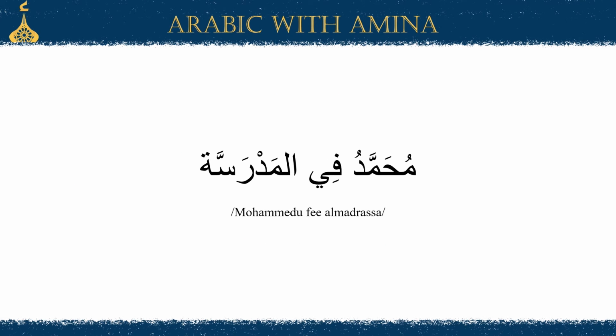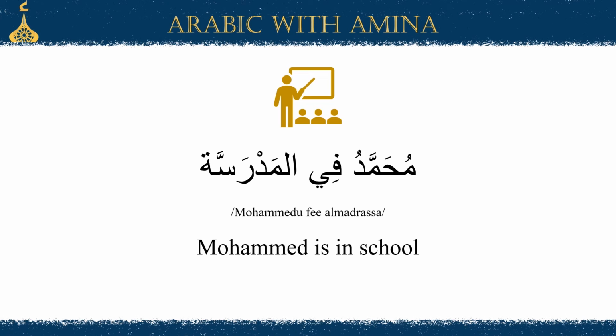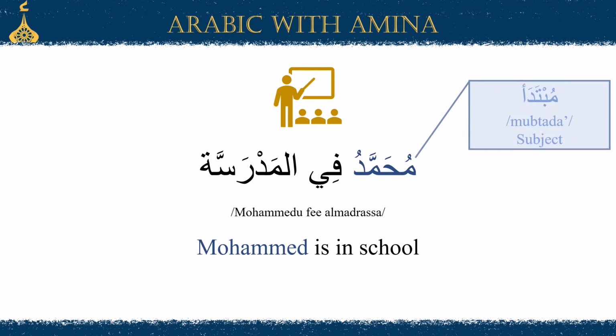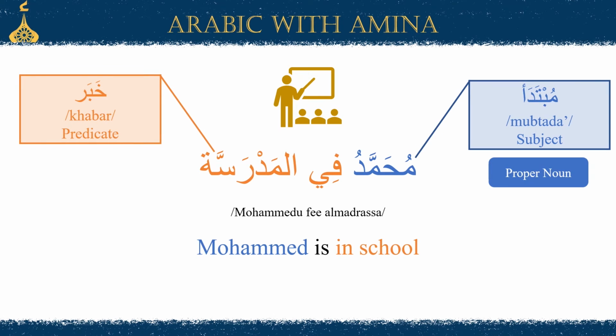Muhammadu fil madrasa. Muhammad is in school. Can you guess what the mubtada or subject of the sentence is? We are talking about Muhammad, so this is the mubtada. And we are informing the listener that he is in school, fil madrasa. So this part of the sentence would be the khabar. This type of khabar is a quasi-phrase or shibh jumla, which is a semi-sentence, since it starts with a preposition. If you're not familiar with prepositions, check out my video on that.